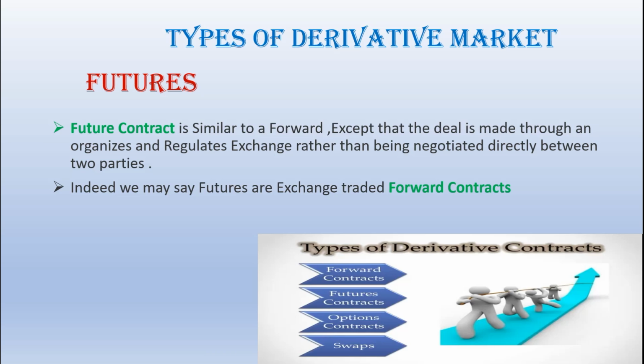So what is called futures? I hope everyone should be aware of futures and options. The futures contract is similar to a forward, but there is one difference, that is, the deal is made through an organized and regulated exchange. So there is SEBI involved in the futures rather than being negotiated directly between the two parties. So in forwards, there is no exchange, it is between the two parties. But in futures, there is an exchange involved between the buyers and the sellers. Indeed, we may say futures are exchange traded forward contracts.